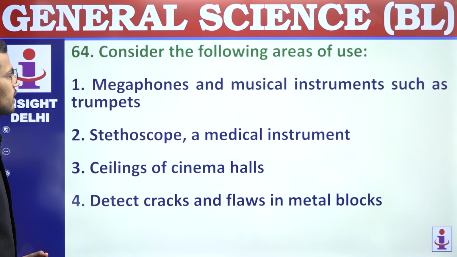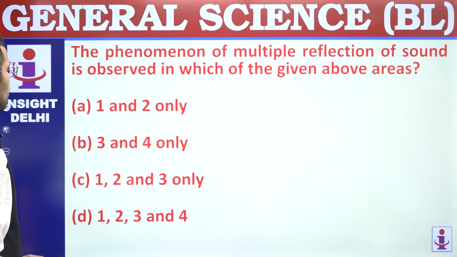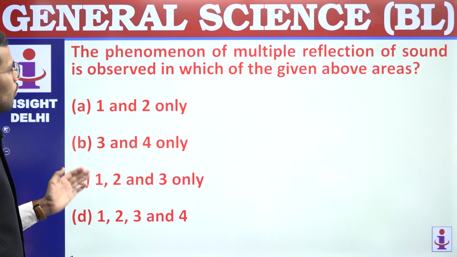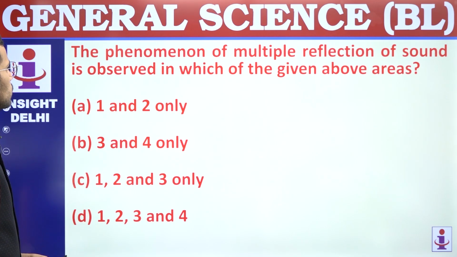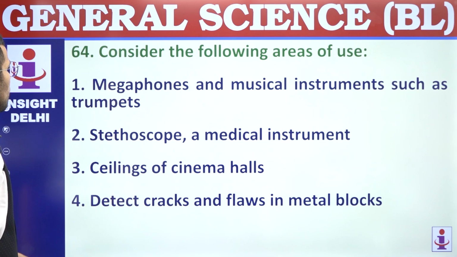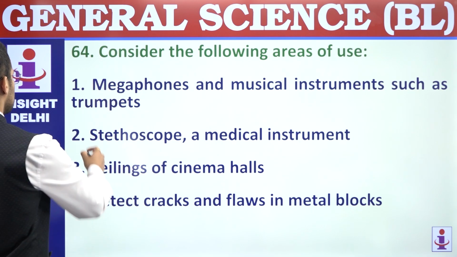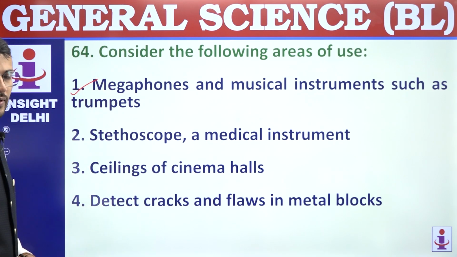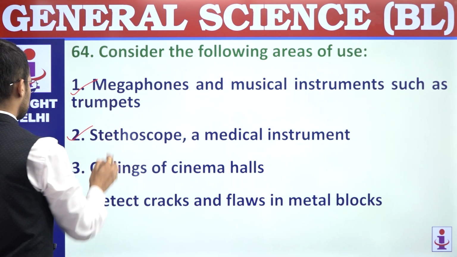64. Consider the following areas of use. First, the phenomenon of multiple reflection of sound is observed in which of the areas given above, right? So first is megaphones and musical instruments such as trumpets. Yes, they use multiple reflection. First is correct. Second, stethoscope, a medical instrument. Correct statement.